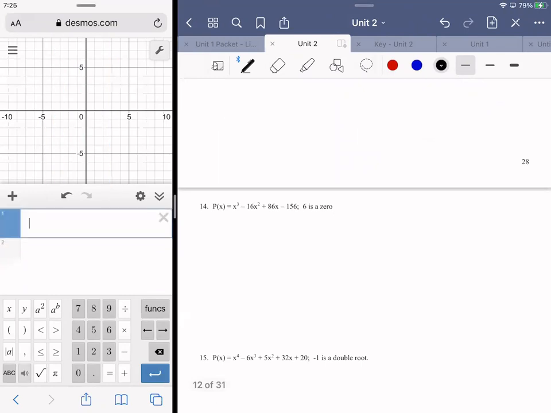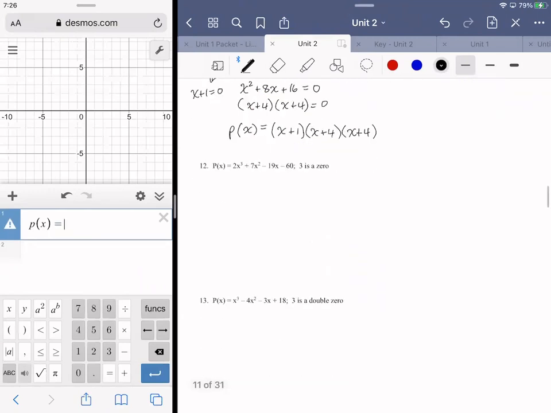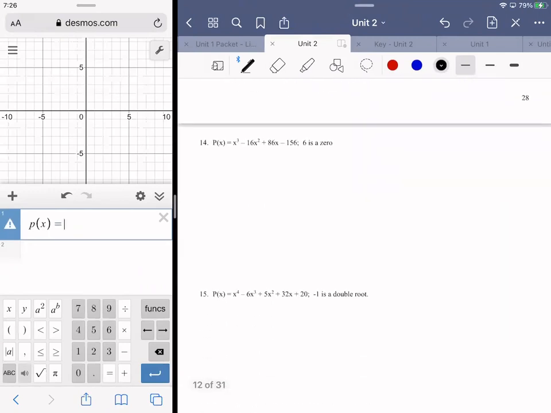All right, so here's a typo bonus opportunity for somebody. The imaginary root theorem that's written on the top of page 28 shouldn't be on the top of page 28.